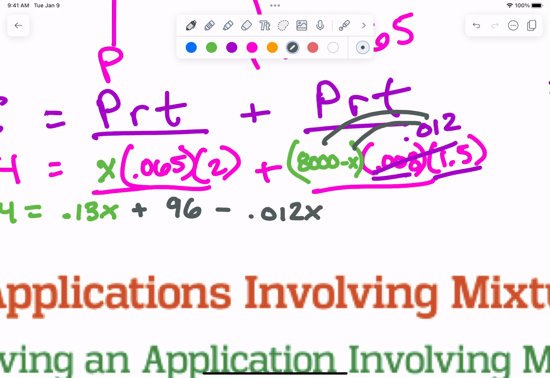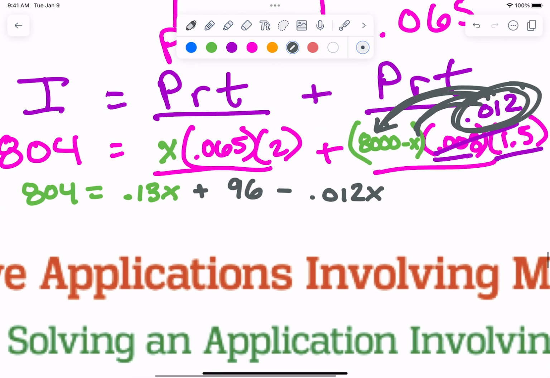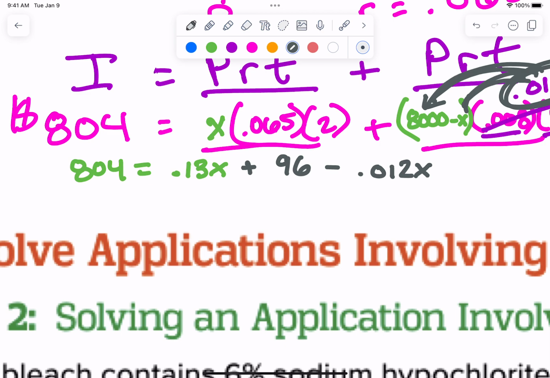If I back distribute it, where did I get 96? 0.012 times 8,000 is 96. Yep. And then 0.012 times x is 0.012x. You see where I get those numbers from? Now it's still looking pretty ugly, but we have it less ugly than before, right? Okay, let's combine the 0.13 and 0.012.